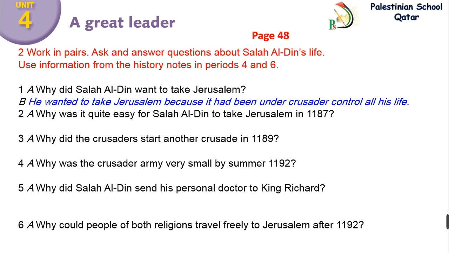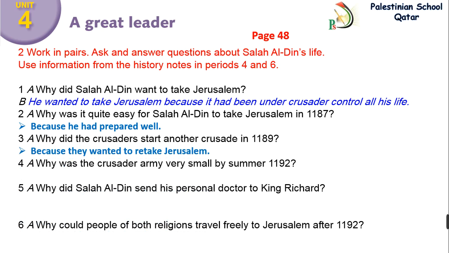Okay, on page 84, Walking Bears answer questions about Salah ad-Din's life. Use information from the history notes in period number 4 and 6. Number 1, why did Salah ad-Din want to take Jerusalem? He wanted to take Jerusalem because it had been under Crusaders' control all his life. Number 2, why was it quite easy for Salah ad-Din to take Jerusalem in 1187? Because he had prepared well. Number 3, why did the Crusaders start another crusade in 1189? Yes, because they wanted to retake Jerusalem.